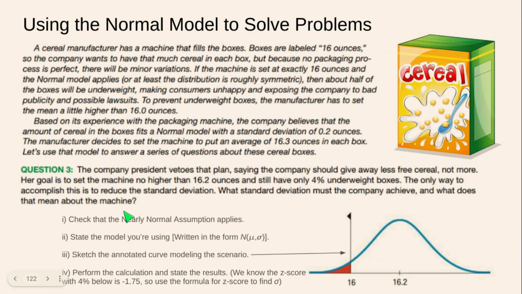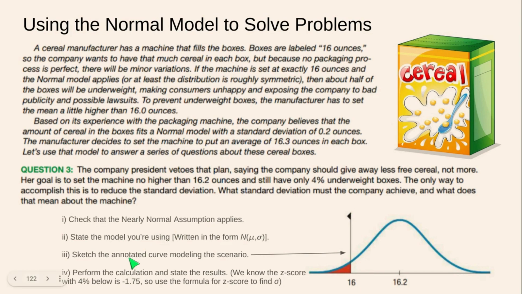Okay, so this is going to be similar to the style of the last problem. I'm going to give you a chance to try this one on your own. We know the nearly normal assumption applies. No need to restate that. We state the model we are using. You can take a chance to try your hand at that. Sketch the annotated curve modeling the scenario. Here's my new mean. Here's my cutoff. The little flagpole that they put up there. It's giving me some end of the level Super Mario vibes now that I think about it.